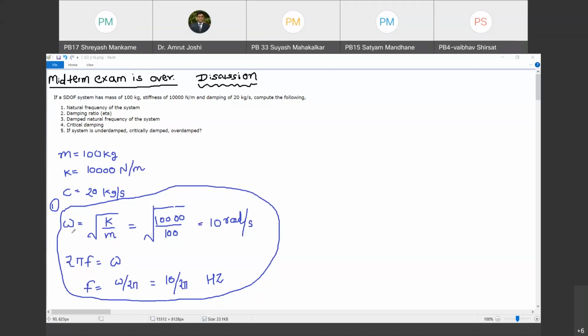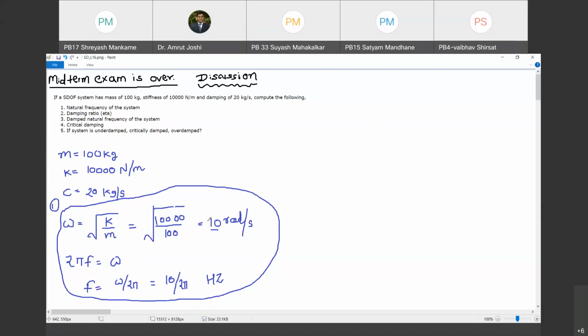So what is the first part? The first part is quite easy. It was a 5 mark question, so therefore 1 mark for each question. So omega is equal to root k by m. K is given as 10,000 Newton per meter, and mass is given as 100 kg. So this number, root k by m, has the unit of radian per second that we had already discussed. Some of you have divided this by 2 pi and then written it as radian per second. Why? Omega has the unit of radian per second, so it is 10 radian per second.